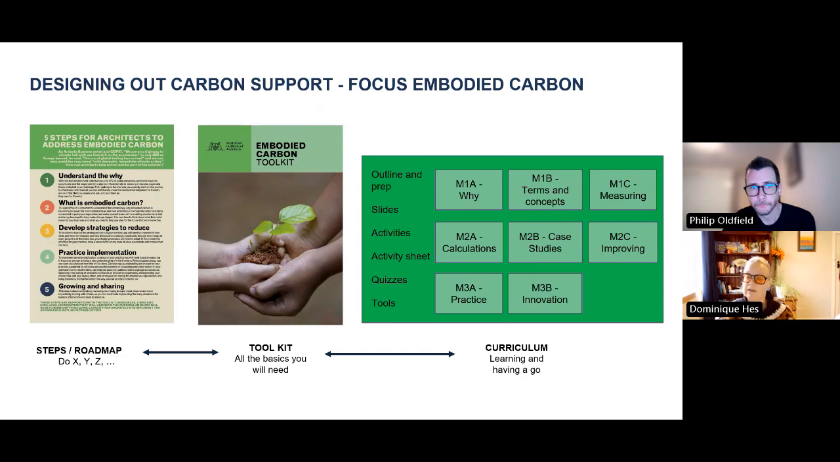If you want to do it for free, then you don't get the CPD at the moment. And there is a roadmap, so a one-pager. There is a toolkit that's kind of a summary of all of the information that we had.